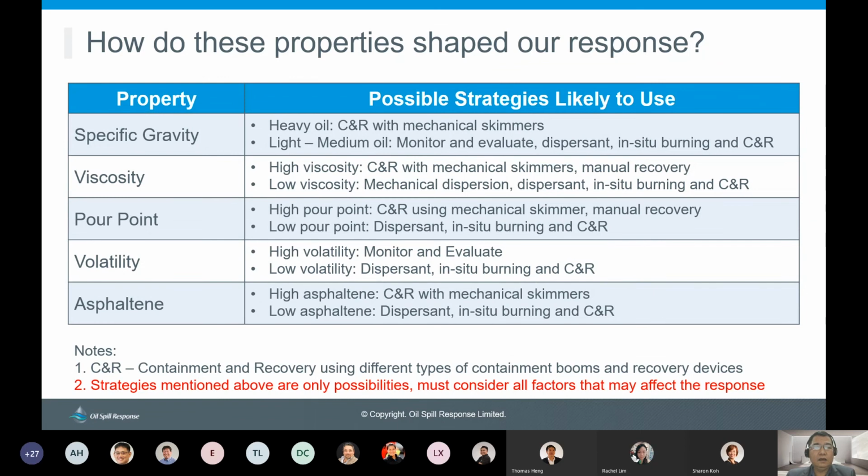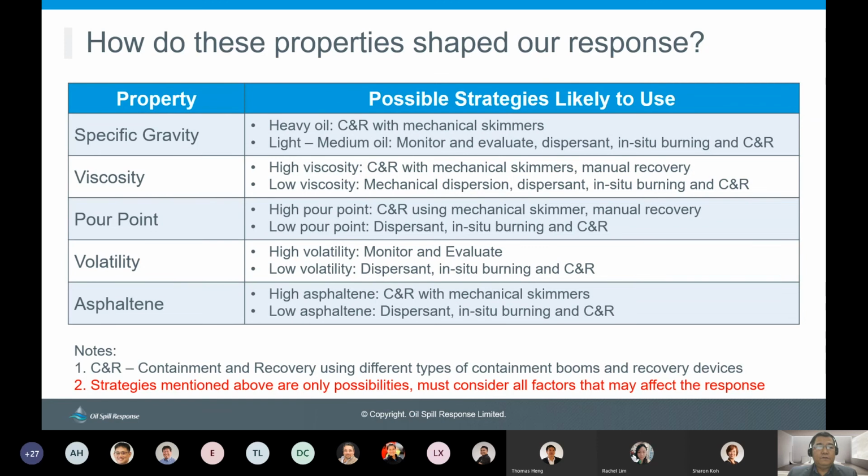The next is the pour point. For oil with a high pour point, we could use containment and recovery using mechanical skimmers and manual recovery. We understand that if the oil has a high pour point, the possibility of it solidifying when it hits the cold water is very high. For the low pour point, we could use dispersant, in situ burning, and containment and recovery.